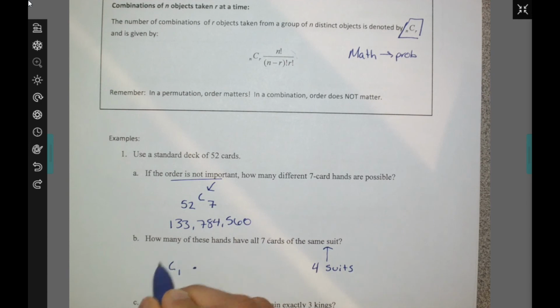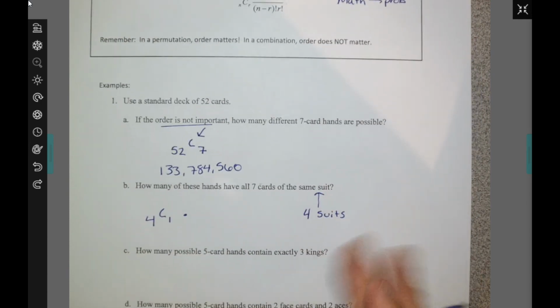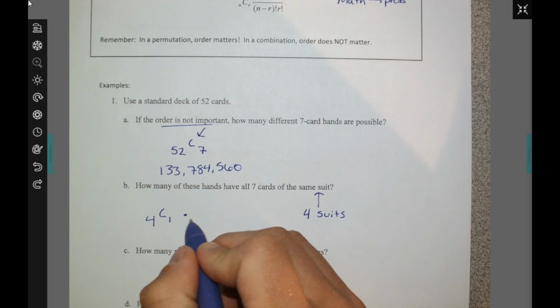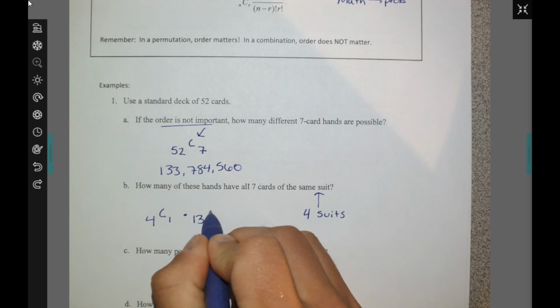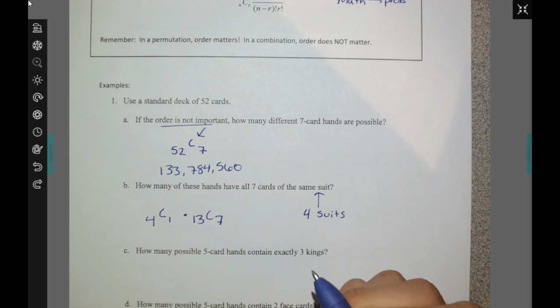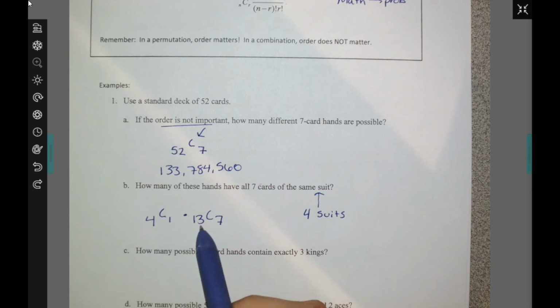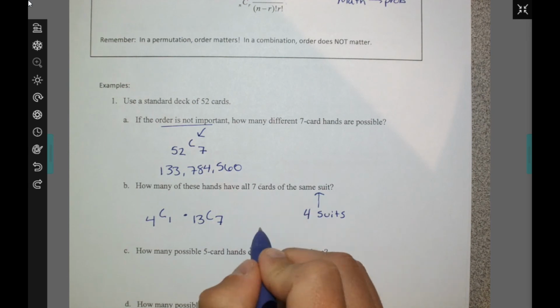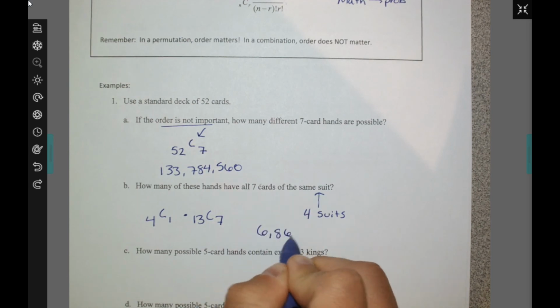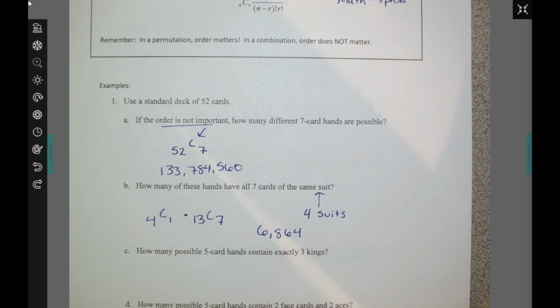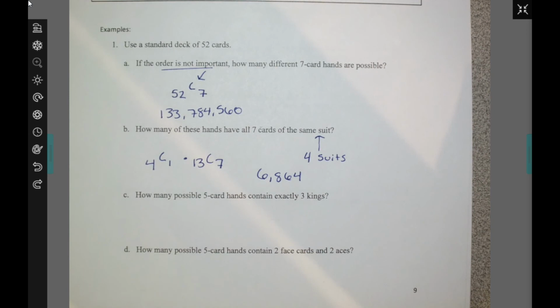Okay, so I chose one suit. Each suit has 13 cards. So of those 13, we are choosing 7 of them. Okay, so this accounts for choosing the one suit, and then of that suit, 13 cards possible, we are choosing 7 of them. So that would be 6,864 possible hands.